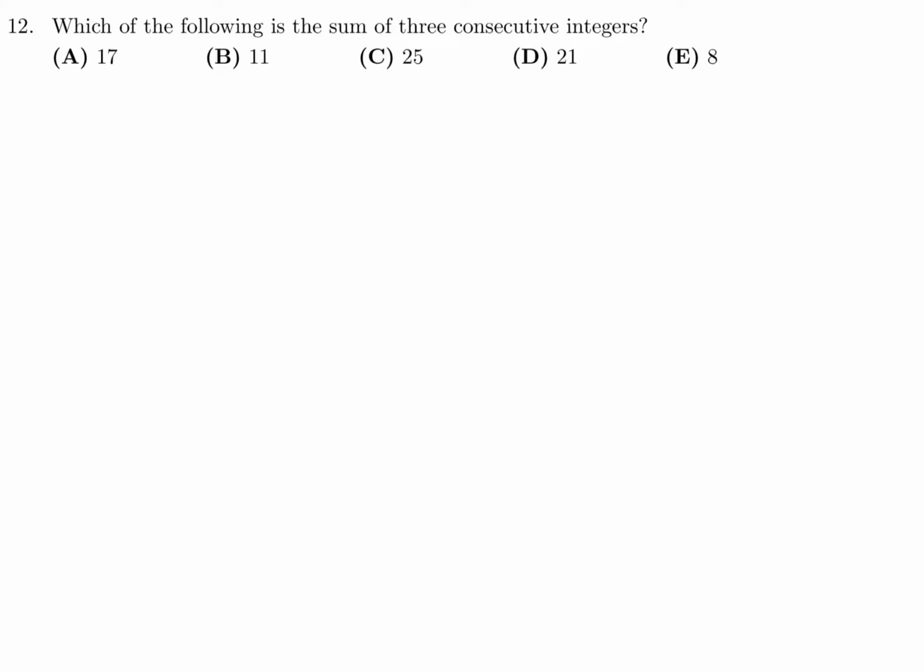Which of the following is the sum of three consecutive integers? Three consecutive integers would be of the form x, x plus 1, x plus 2. And we want the sum, so we add them. When you do, it becomes 3x plus 3. Factor out a 3, and you get 3 times (x plus 1).